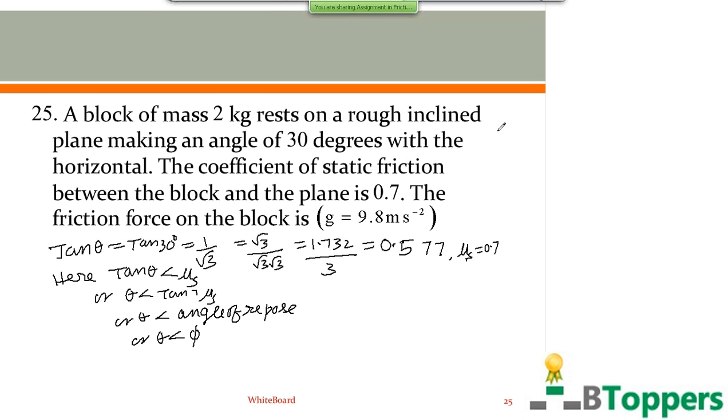As I discussed in the theory, the block begins to slide down the rough inclined plane under the action of force of gravity and contact forces by the inclined plane only if the value of tan theta is more than mu s, or theta is more than the angle of friction between the two surfaces. But here theta is less than the angle of friction between the two surfaces. Therefore the block will be at rest on the inclined plane.